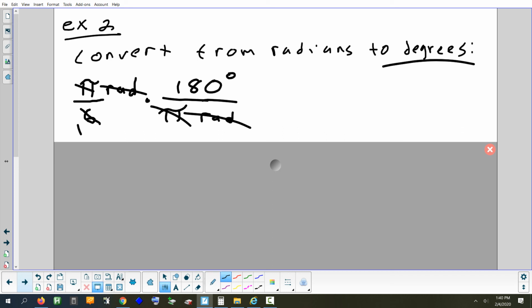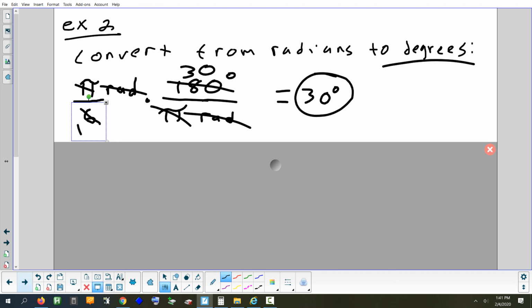6 goes into itself once. 6 goes into 180 30 times. Notice I crossed out the number, not the degree symbol. Degree symbol's still there. So we have 30 degrees divided by 1. When it's divided by 1, do I have to even put that? No. So the answer is 30 degrees.